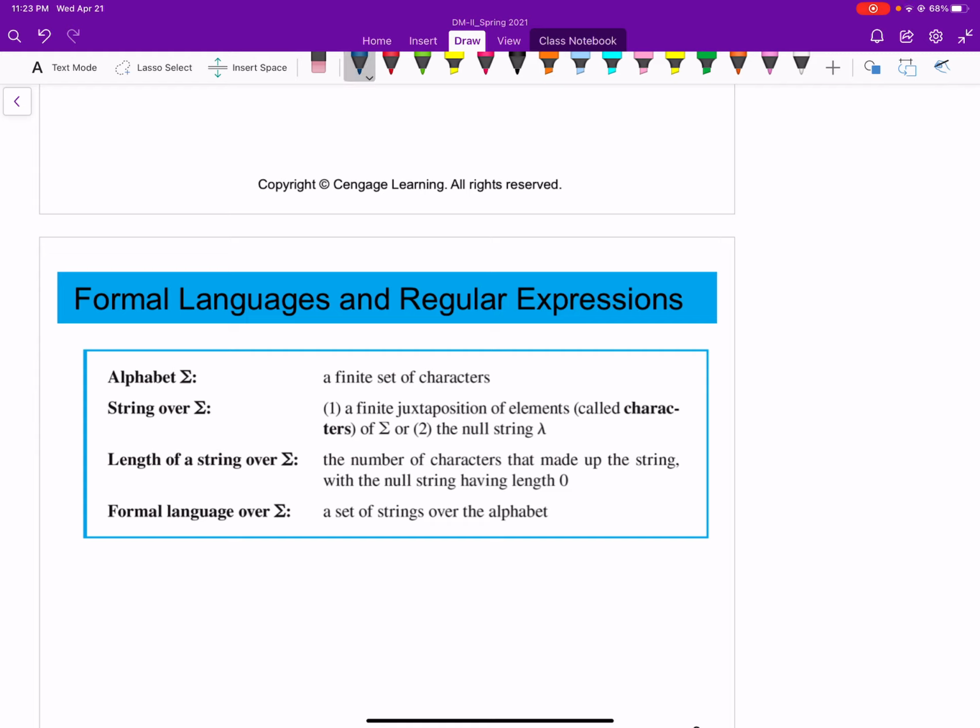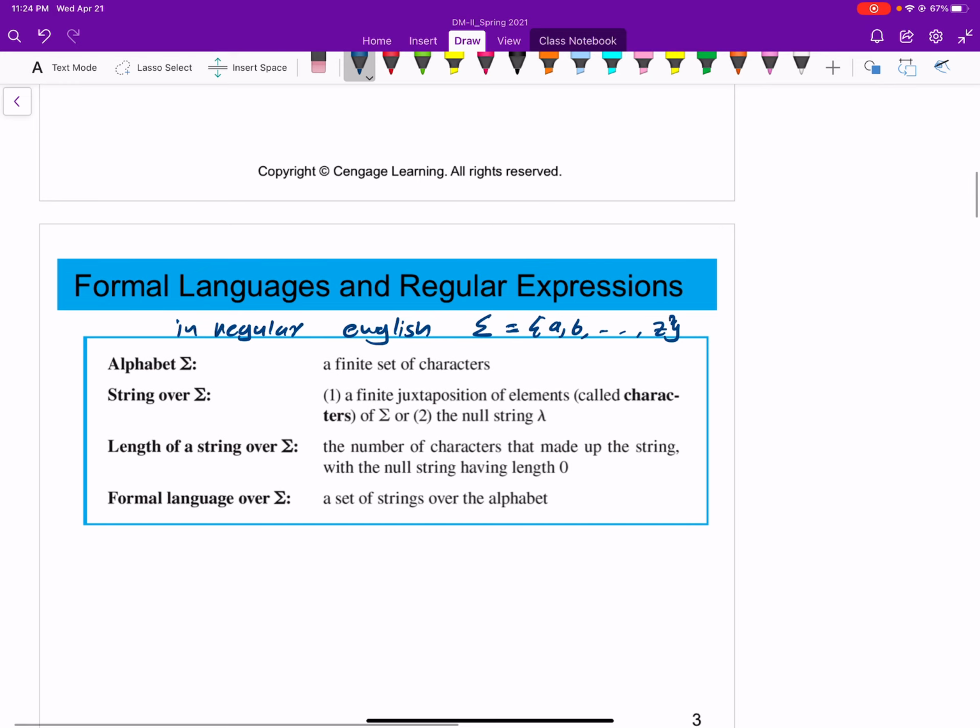In regular English, this alphabet is actually A, B up to Z. There are 26 characters. All right. This is epsilon, and then a string over sigma.